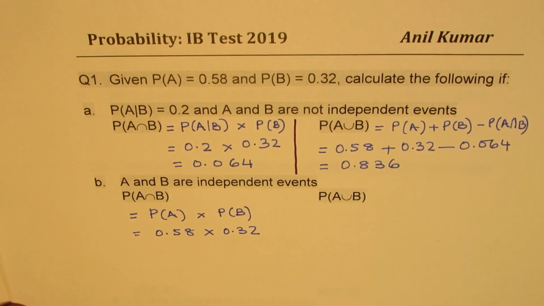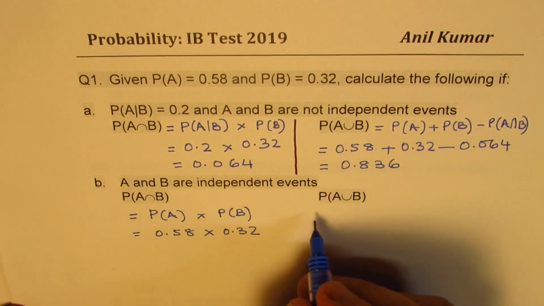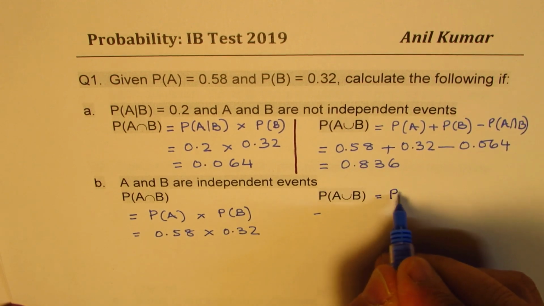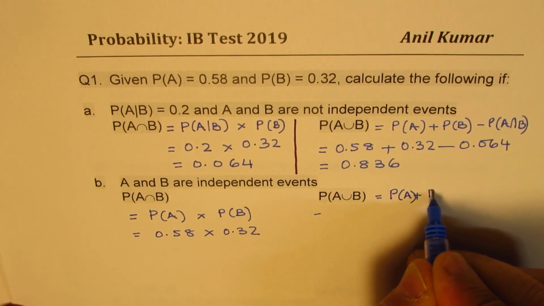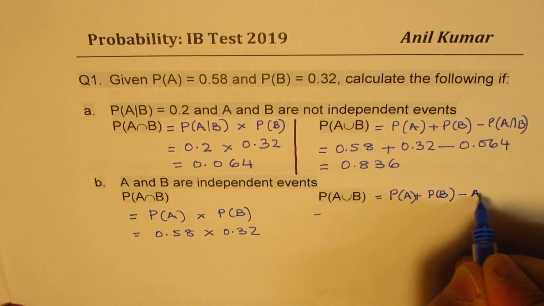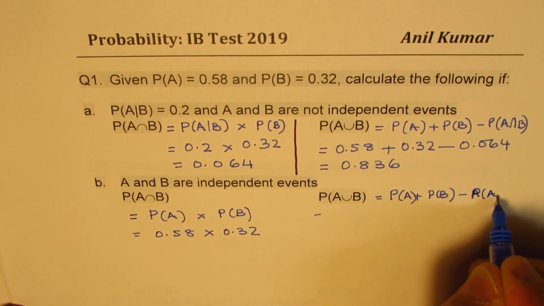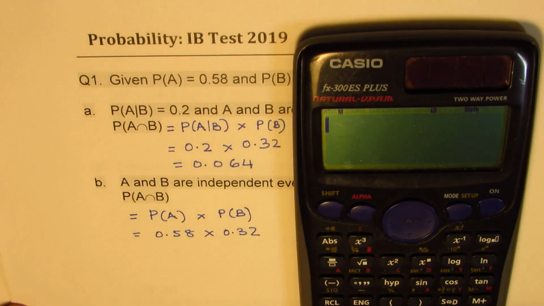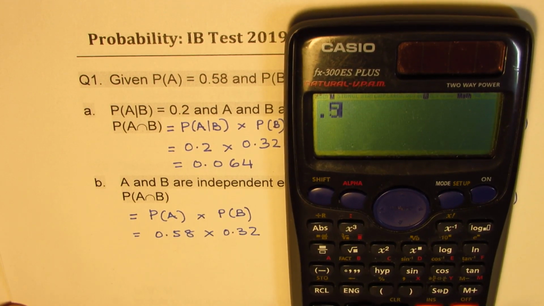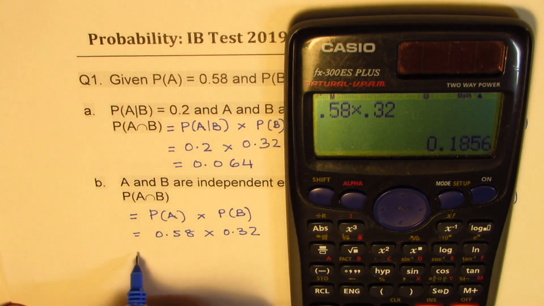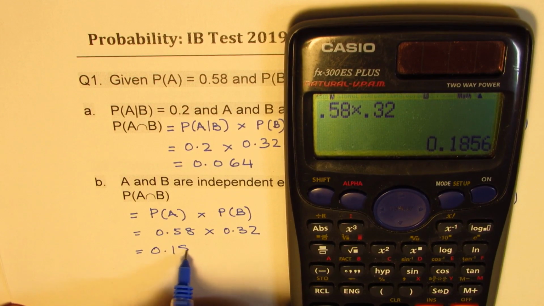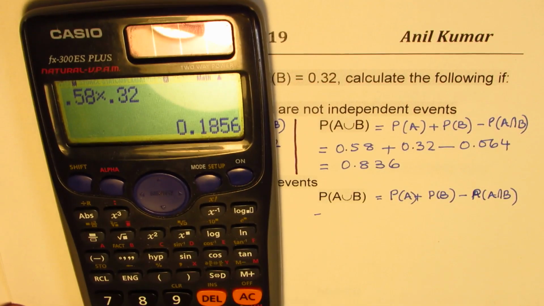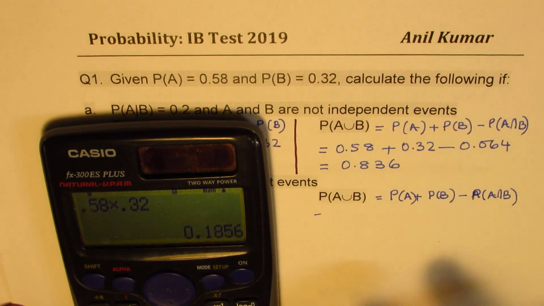Now in case of OR, since they are independent events, we'll find this, which is equal to, let me write here, probability of A plus probability of B, take away probability of A intersection B, correct? So this A intersection B we have to figure out before we find the other probability. So 0.58 times 0.32 equals to, in decimals, 0.1856. So we have to take away this from the addition of the other two, right?